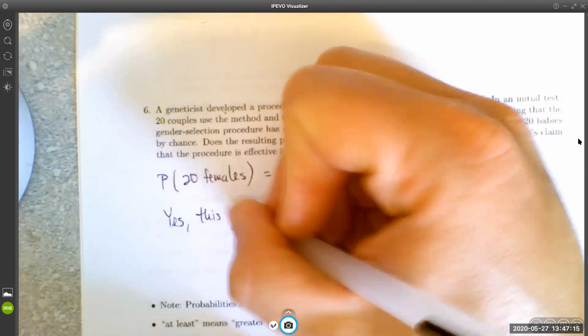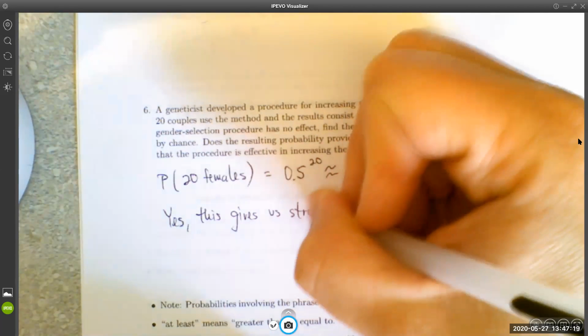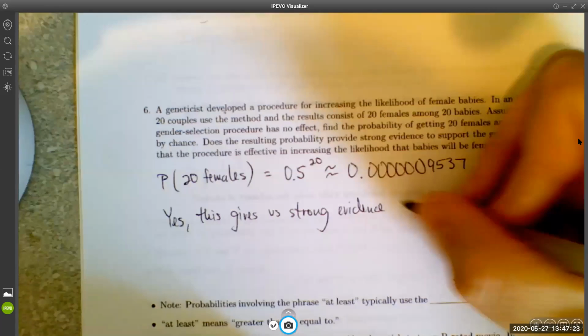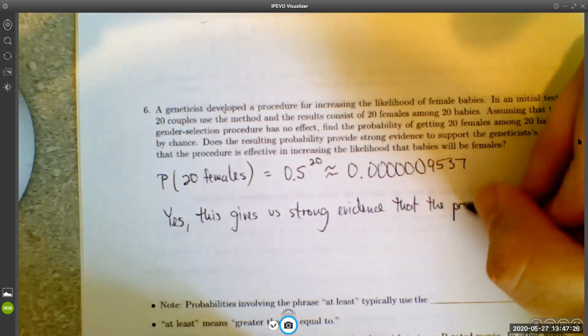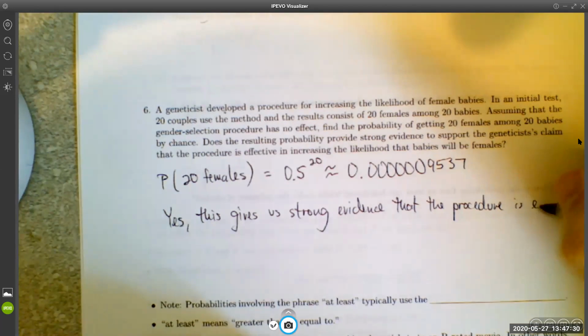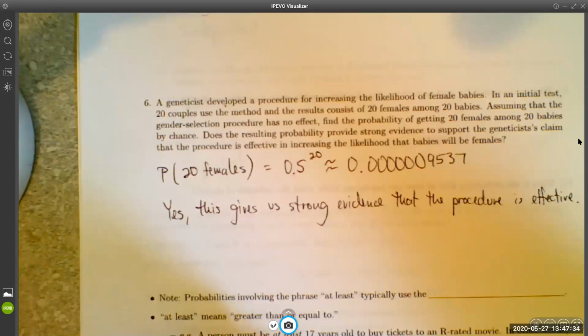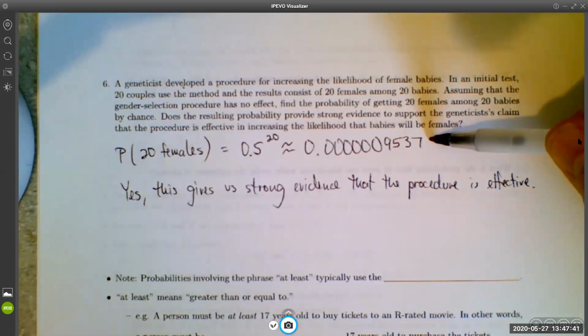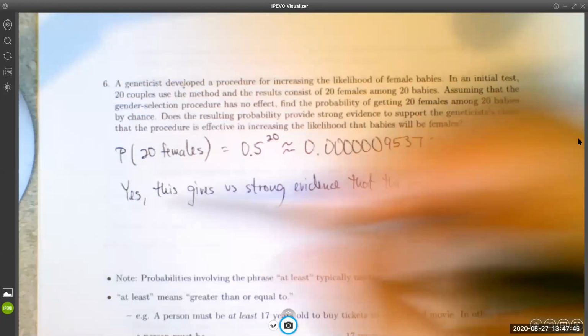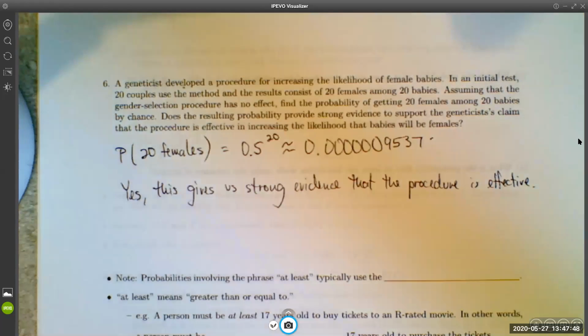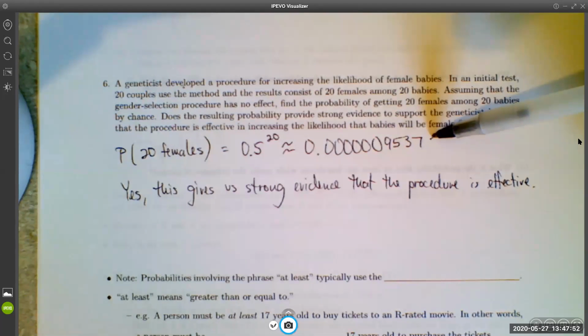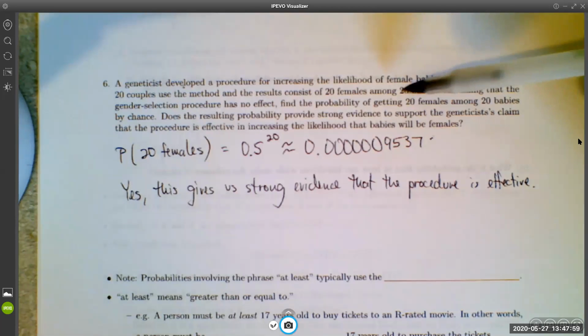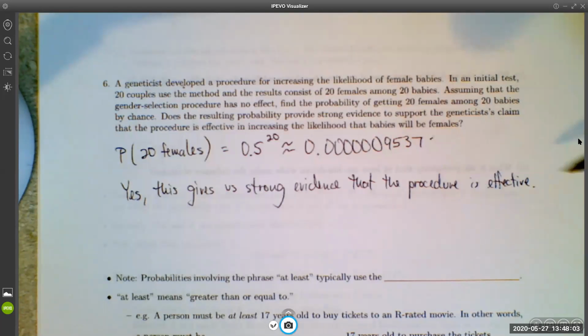This gives us strong evidence that the procedure is effective. And if you want to write down more than what I'm saying, that would probably be a good thing, right? When you come back to your notes and you're like, wait, why does getting this probability suggest that there's strong evidence the procedure is effective? Well, again, it's because the probability that we would have gotten 20 females among 20 babies is so small, and yet it happened when they applied this procedure. And so that tells us that probably the procedure is what made this occur, right? So the procedure is effective.